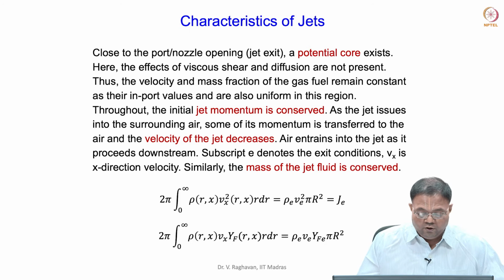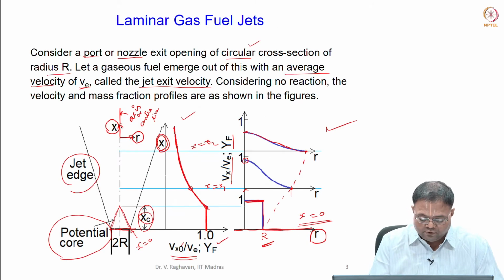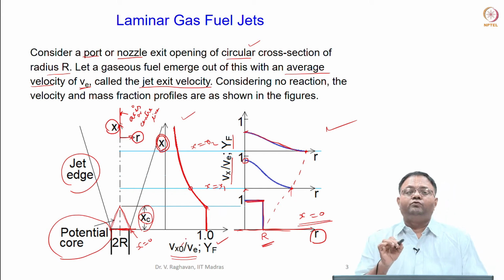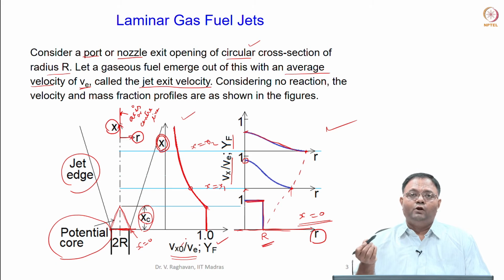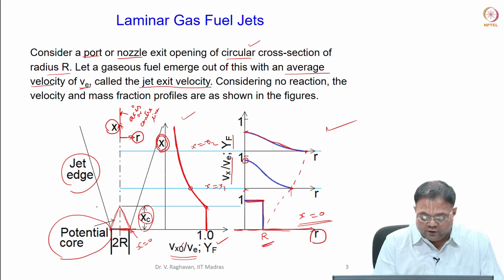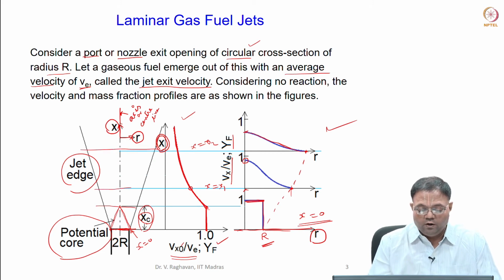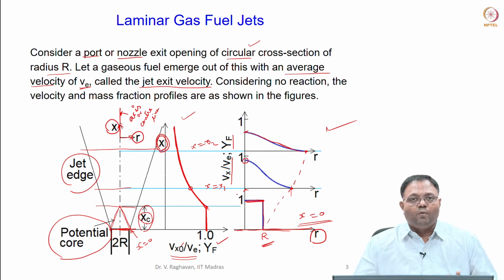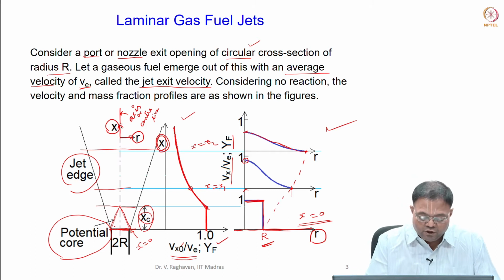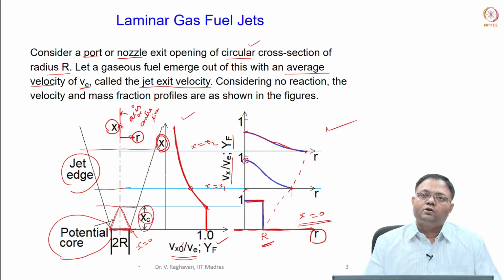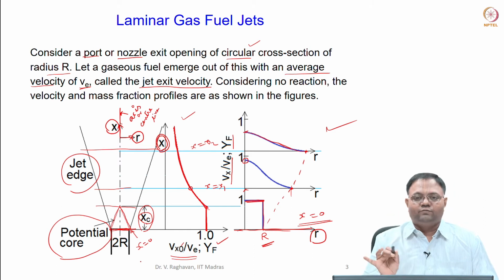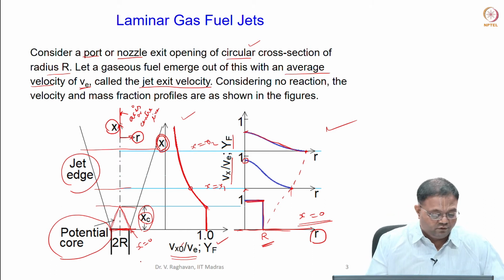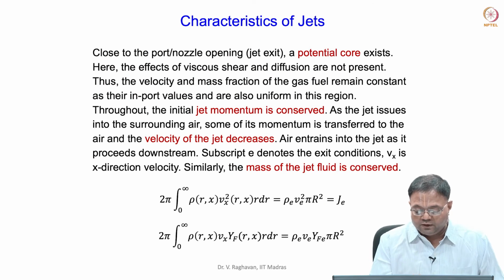That means, going back, see for example, this is the exit of the nozzle, x equal to 0. At x equal to 0, the jet momentum will have some value. At any location, for example if I go to x equal to x1 here or x equal to x2 here and so on, and integrate the momentum in the radial direction, that will be the same as the initial momentum at the exit of the nozzle or the port. So, the momentum of a free jet is conserved. The initial jet momentum is conserved, that is very important.